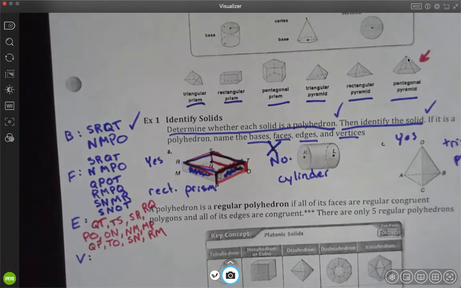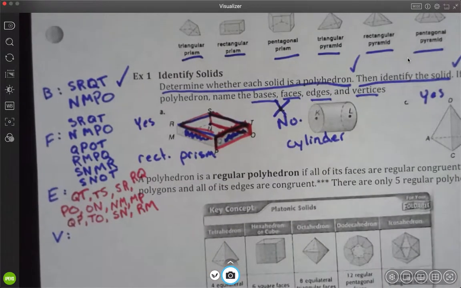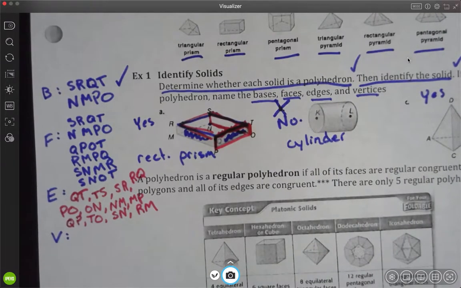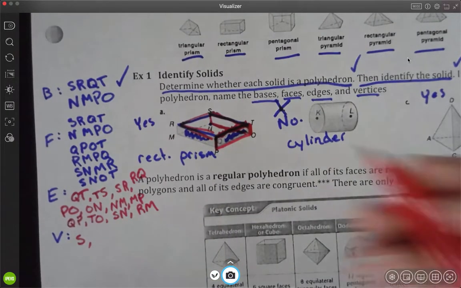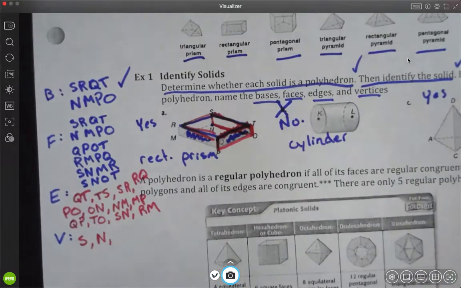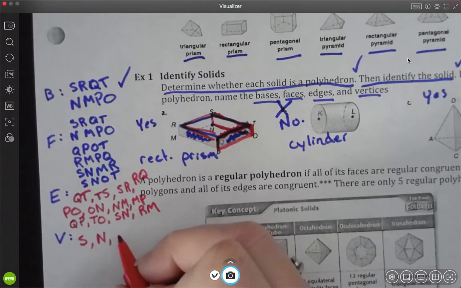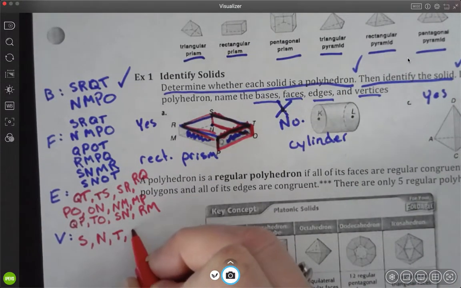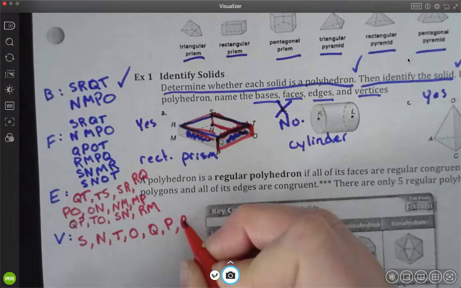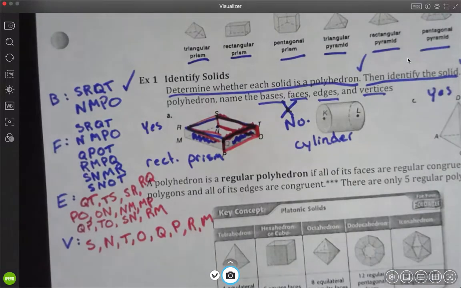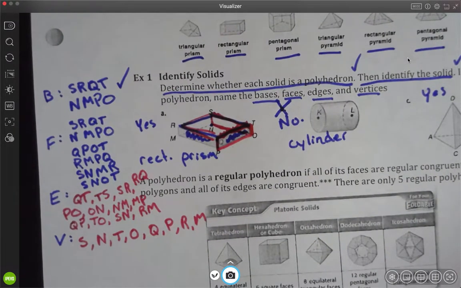All right, vertices. This is the easiest one of all of them. Vertices are the corners. So name me a corner. S. S is a corner. What's another corner? N. Okay. What's another corner? T and O and Q and P and R and M. We've listed all 8 of them. Okay, good. So there is one homework problem that I make you list all of those out on.